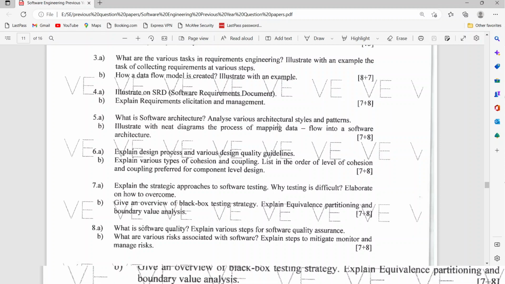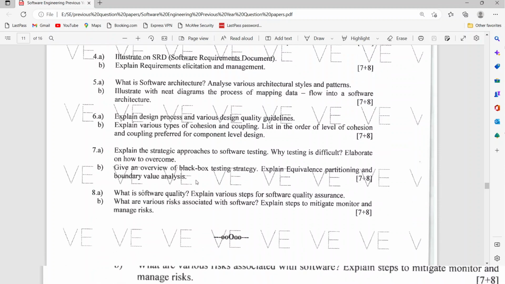See, software architecture, architectural styles and patterns, how many times it is repeated. It is easy and as well as important, both. And design process and the design quality guidelines. Cohesion and coupling they will ask. Cohesion and coupling, these are there in the design concepts topic. And strategic approaches to the software testing. What is the black box testing? In the black box specifically, they asked what is meant by equivalence partitioning and the boundary value analysis.